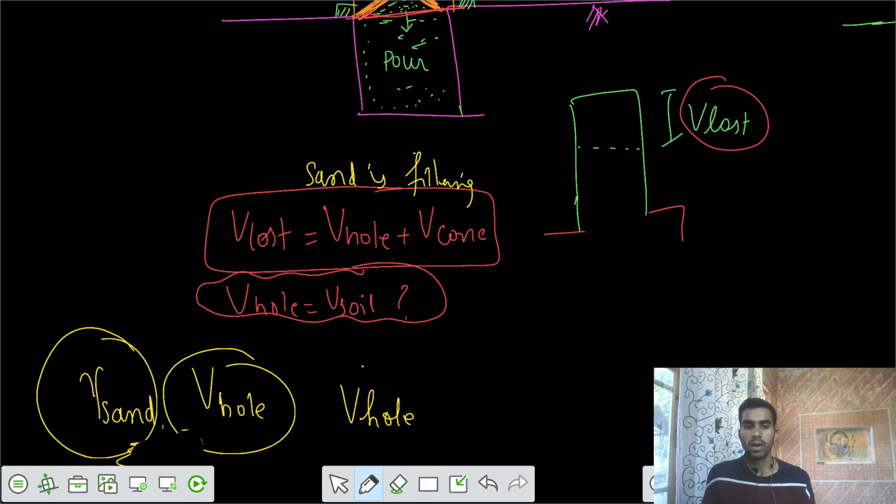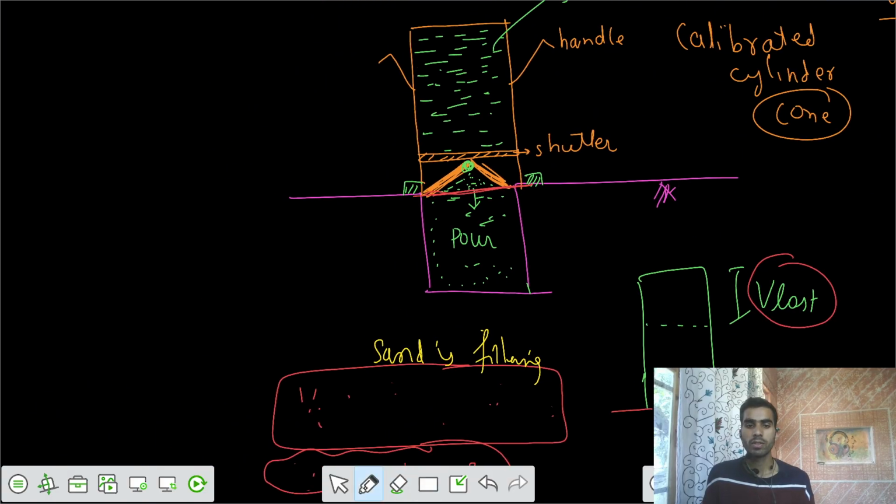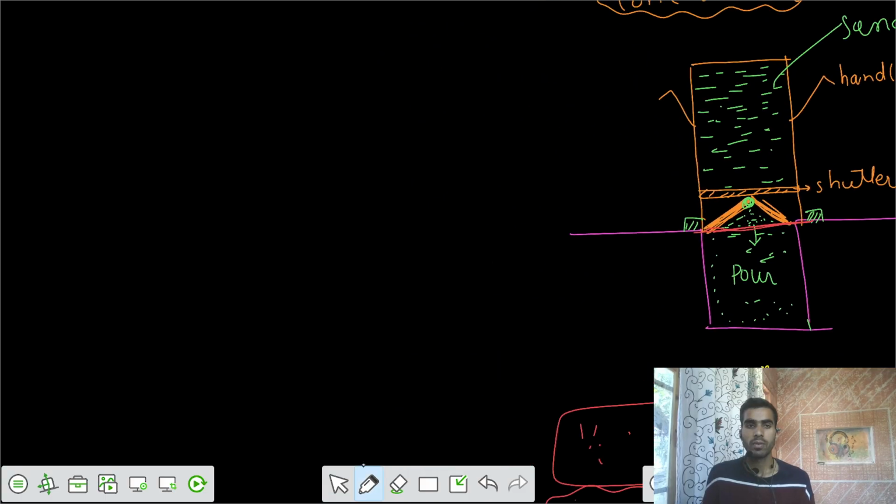Okay, say you are filling some sand, and you don't know how much the volume of the hole actually is. We are going to perform it in this way: we don't work in terms of volume, we work in terms of mass. So initially there was some reading of the calibrated cylinder.